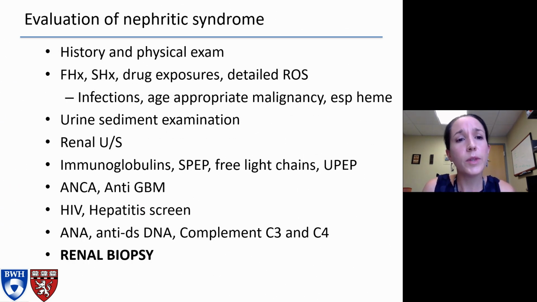So when you're working up the nephritic syndrome, again, history, physical exam, thinking about drug exposures and age-appropriate malignancies, this is very similar to your workup for nephrotic syndrome, apart from checking ANCA and anti-GBM disease. The complement, you may have conditions where complement will be low, but again, many of these patients will require renal biopsy for definitive diagnosis.